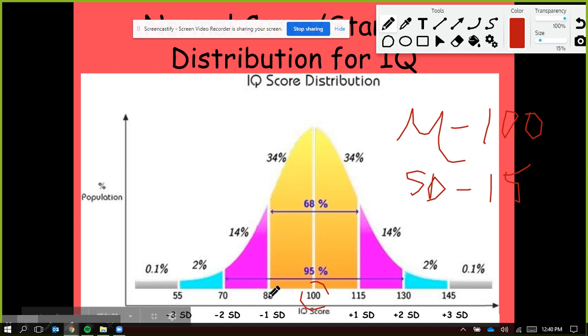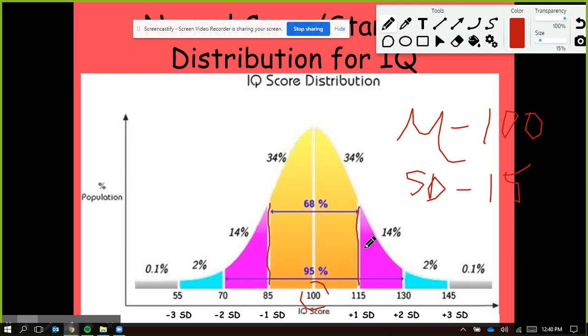What we do with standard deviation, so right here, this is 1 standard deviation below the mean, and this is 1 standard deviation above the mean. What this tells us is that 34% of scores are going to fall between 85 and 100, and 34% of scores are going to fall between 100 and 115. And 68% of scores are going to fall between 85 and 115, which is within 1 standard deviation of the mean, above or below. Is everybody following this? Yeah.